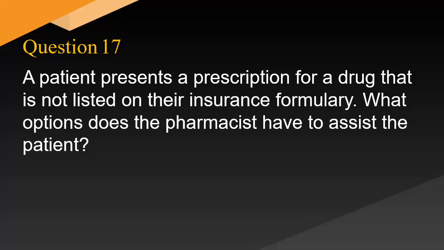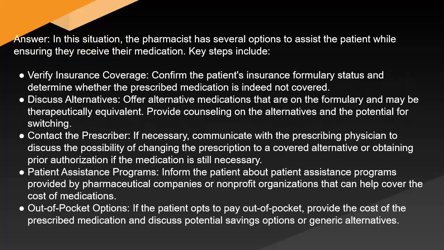What options does the pharmacist have to assist the patient? Answer: in this situation, the pharmacist has several options to assist the patient while ensuring they receive their medication. Key steps include: verify insurance coverage, confirm the patient's insurance formulary status and determine whether the prescribed medication is indeed not covered. Discuss alternatives, offer alternative medications that are on the formulary and may be therapeutically equivalent. Provide counseling on the alternatives and the potential for switching. Contact the prescriber. If necessary, communicate with the prescribing physician to discuss the possibility of changing the prescription to a covered alternative or obtaining prior authorization if the medication is still necessary.